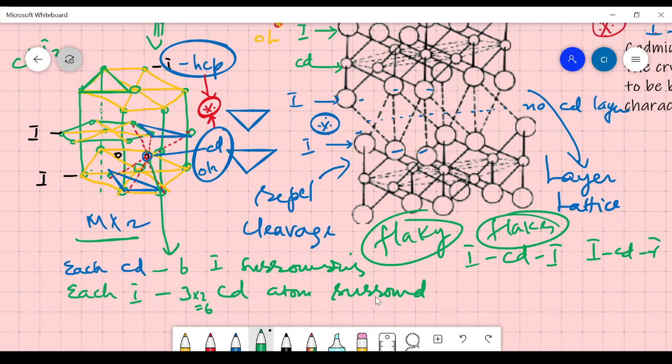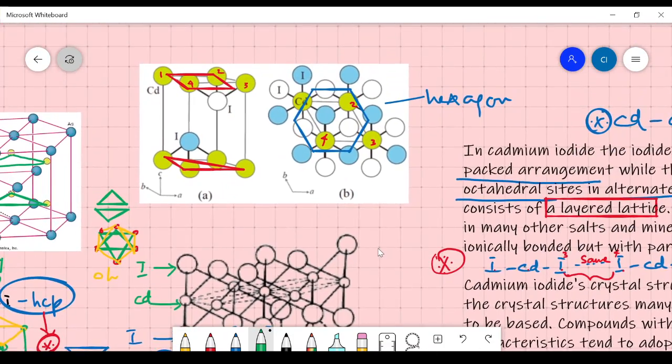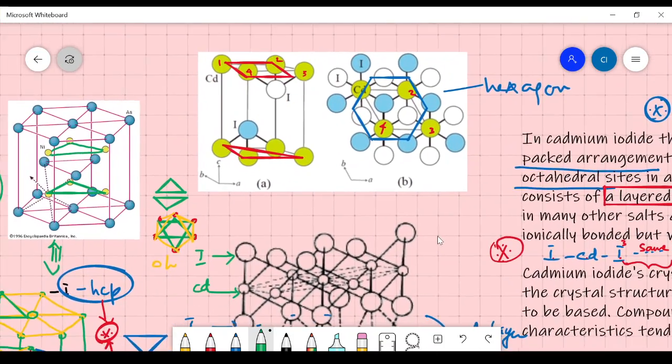Okay. The similarity is that in the unit cell of cadmium iodide, you get I Cd I, I Cd I type of structure, but in nickel arsenide, you get As Ni As, As Ni As, like that type of structure. Okay, so just be clear about this.